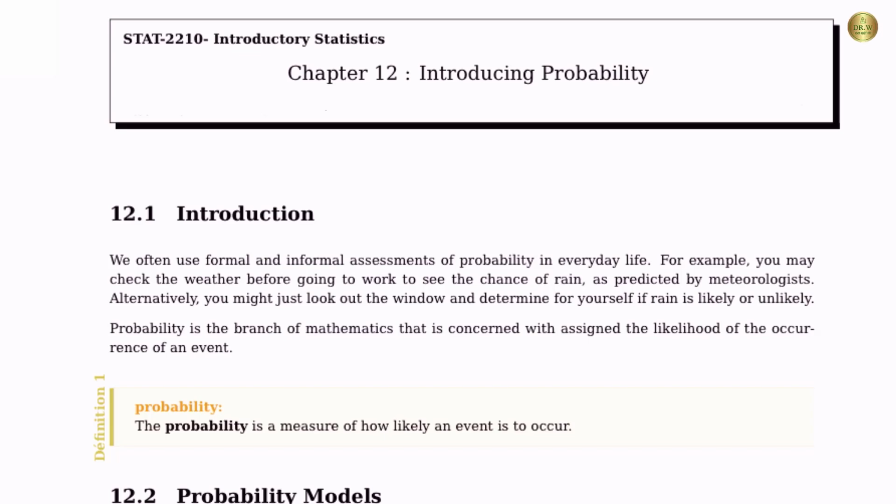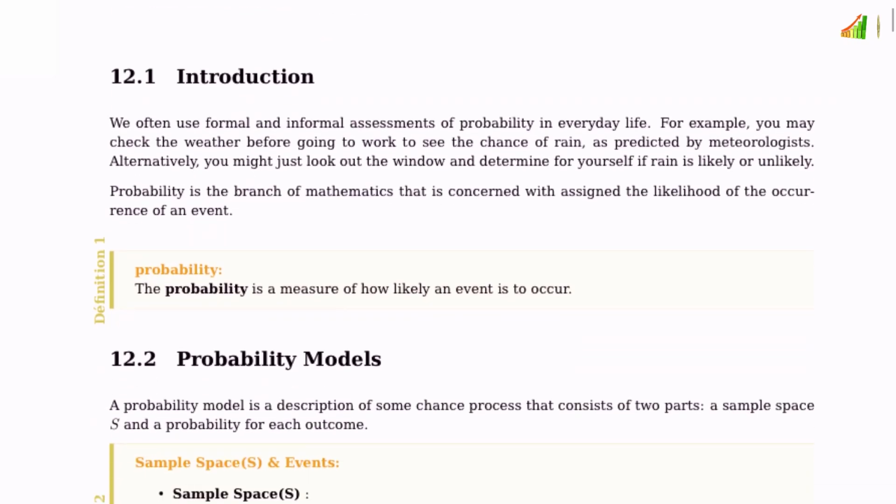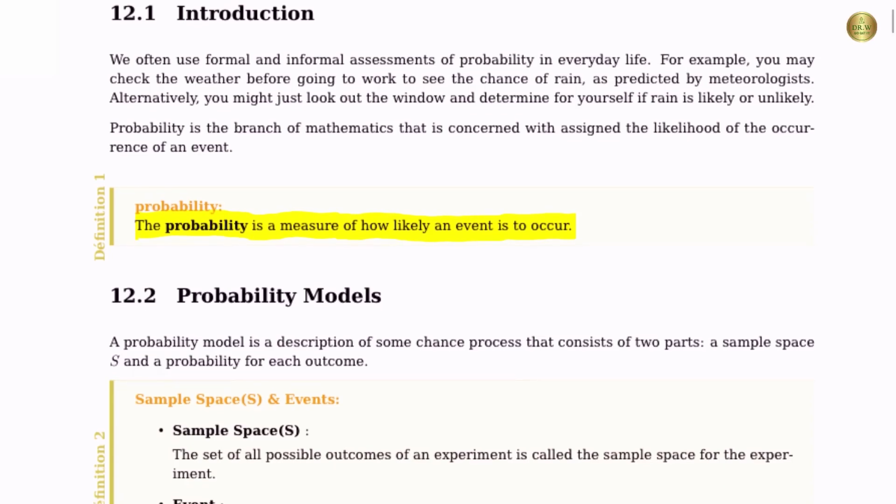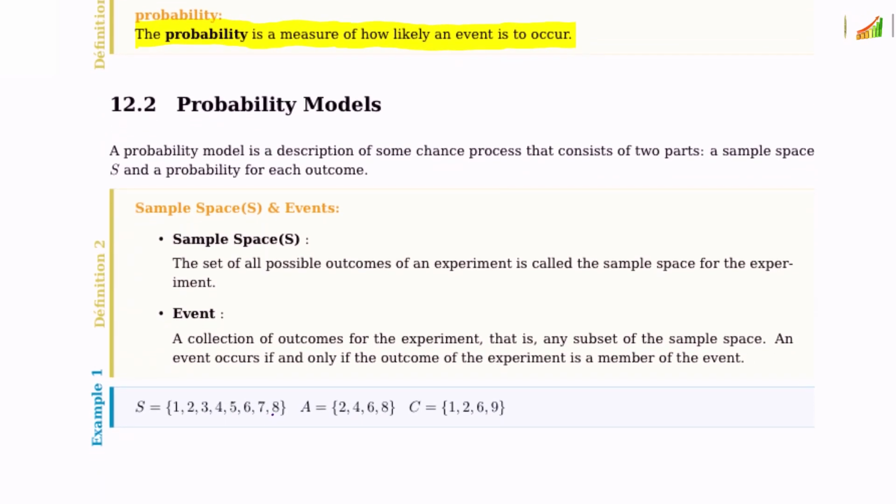In this video, I will be explaining chapter 12, introducing probability. First, what is probability? Probability is a measure of how likely an event is to occur. Then let me explain some definitions.